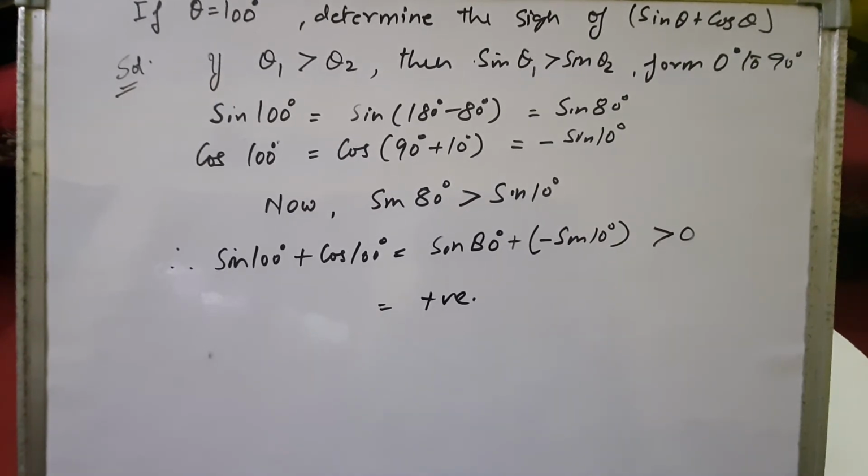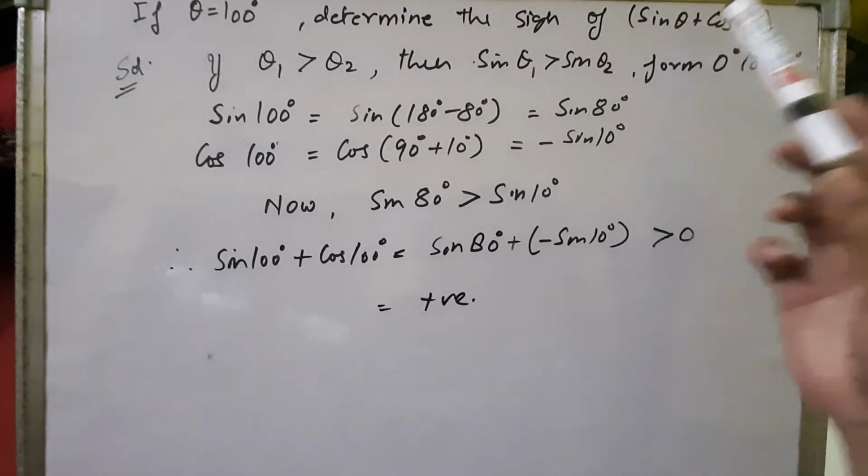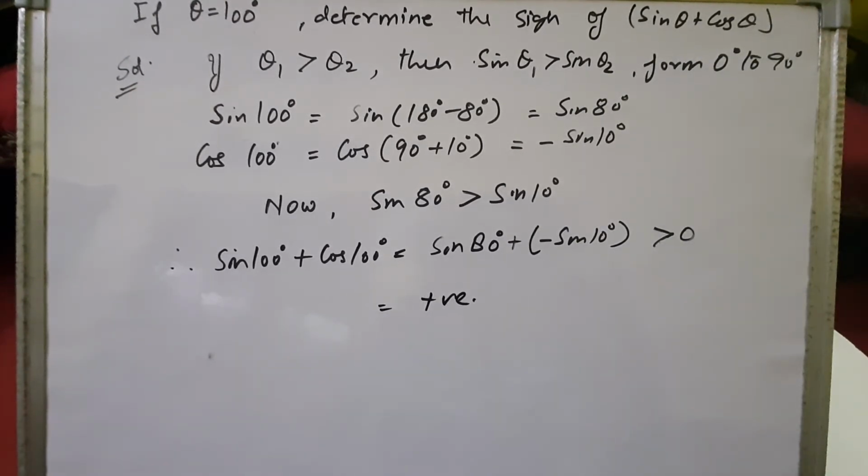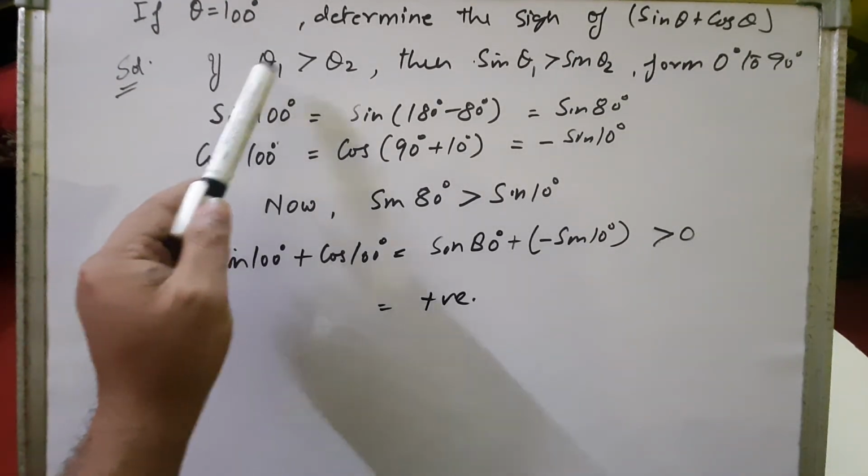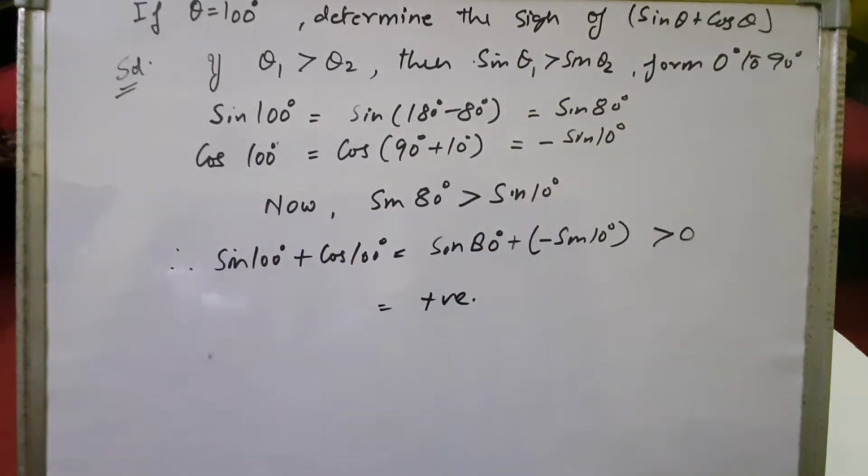Let's see another sum, children. In this sum, the question says if theta equals 100 degree, determine the sign of sine theta plus cos theta. That means the sign of this term we have to calculate. Now, children, going to the concept, if you remember, if theta 1 is greater than theta 2, then sine theta 1 will be greater than sine theta 2, because the value of sine theta increases from 0 to 90 degree. So if the angle is lying in the first quadrant, that means greater the angle, greater its value in the sine case.